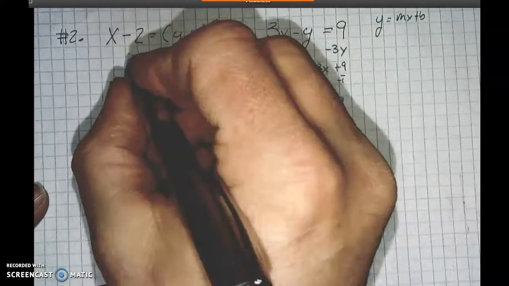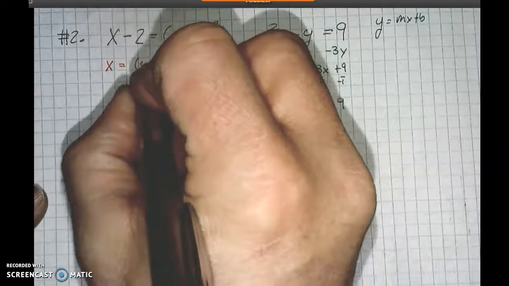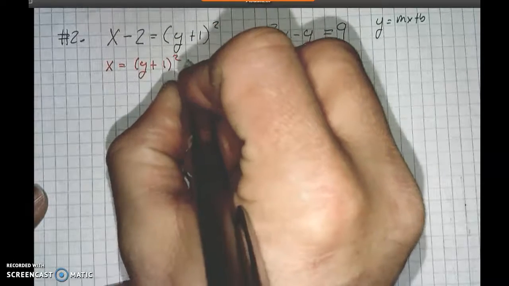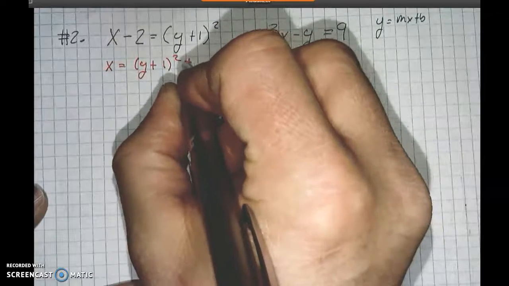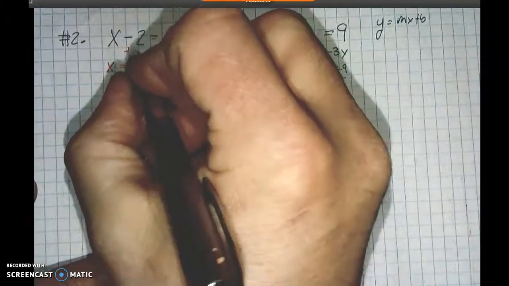So now, well, let's come over here and do this one real quick. So I'm going to go x is equal to (y plus 1) squared, not equal to, how about plus 2, right? Because all I did was just go plus 2, right?